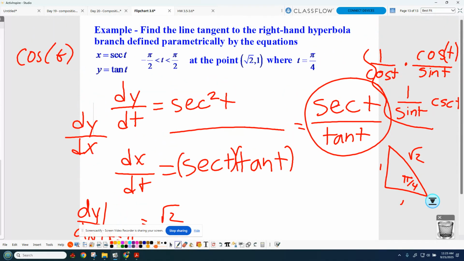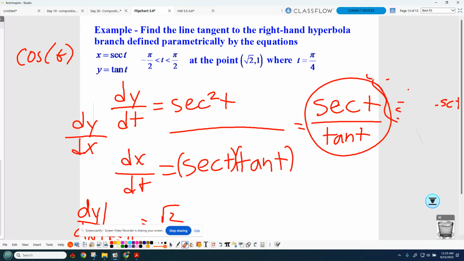Did I answer the question? I didn't let Yoav finish, but did we answer the question? Like y minus 1 is equal to root 2 times x minus root 2. Y minus the y value equals slope times x minus the x value. Yep.